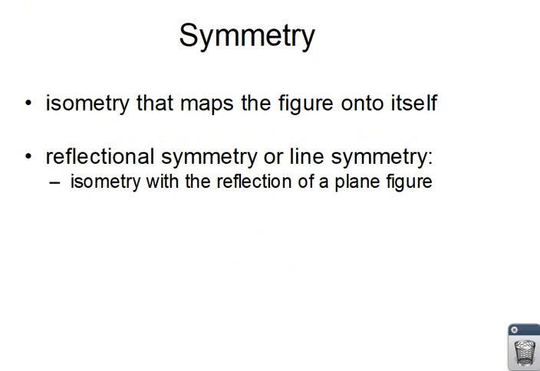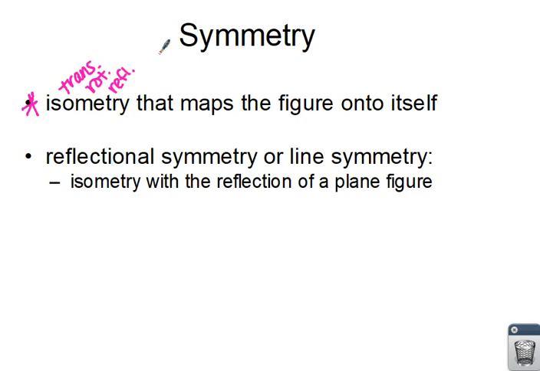All right, the official definition of a symmetry is an isometry that maps the figure onto itself. So an isometry, this could be translations, it could be rotations, it could be reflections. All of those are isometries. So it just takes the figure and it maps it onto itself. Think of a shape that you can cut in half, fold in half, then both sides are equal.